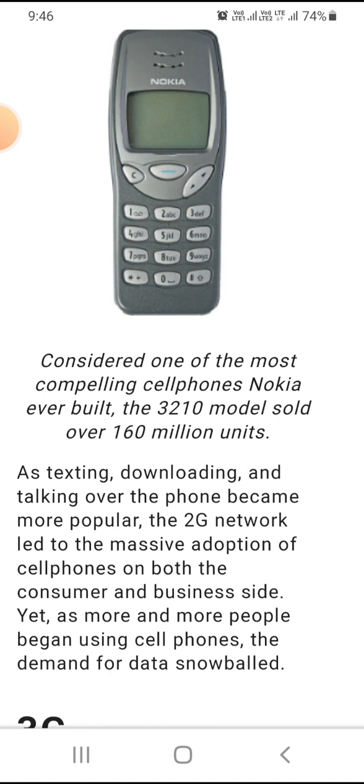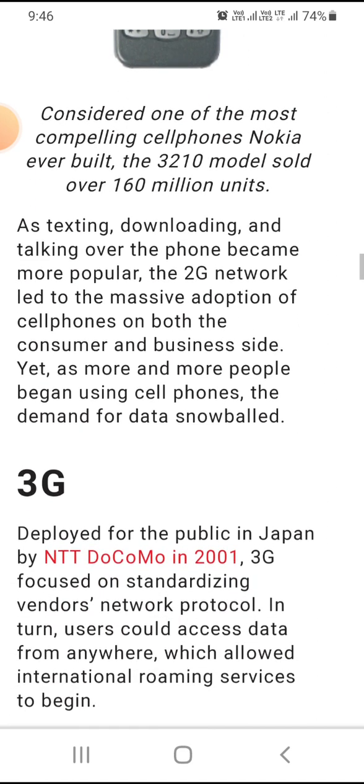As texting, downloading and talking over the phone became more popular, the 2G network led to massive adoption of the cell phone on both the consumer and business side. Yet as more people began using cell phones, the demand for data snowballed. Then 3G came, deployed for the public in Japan by NTT Docomo in 2001.